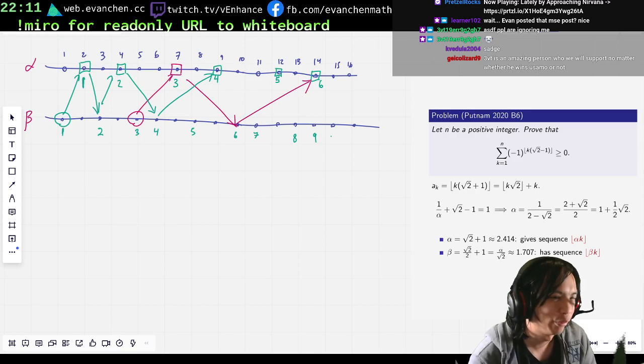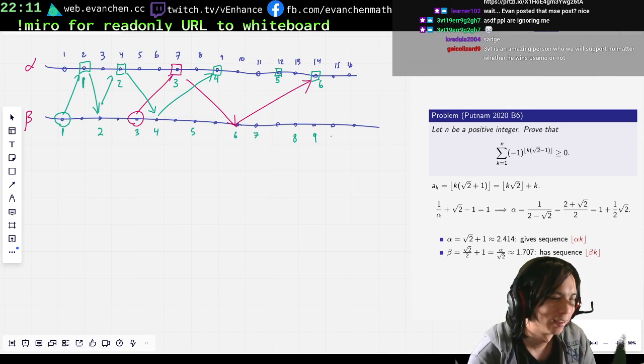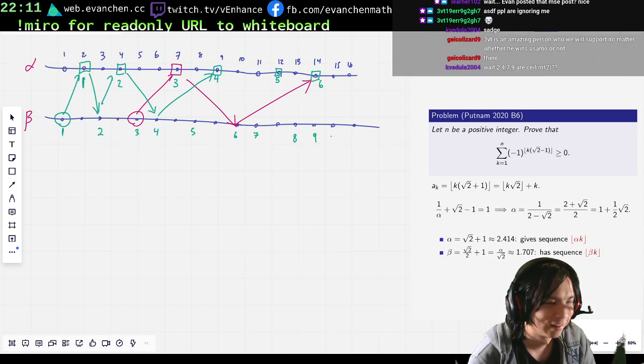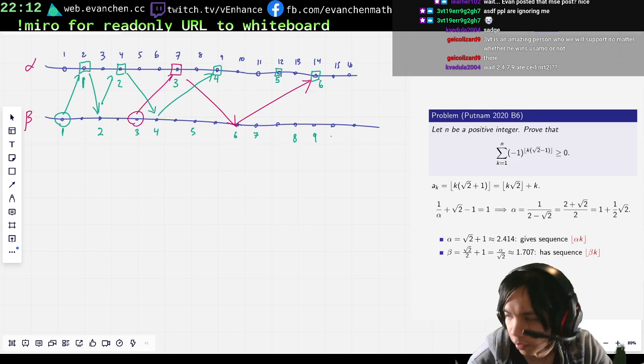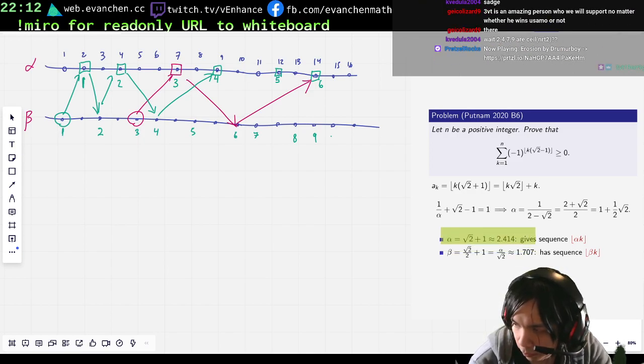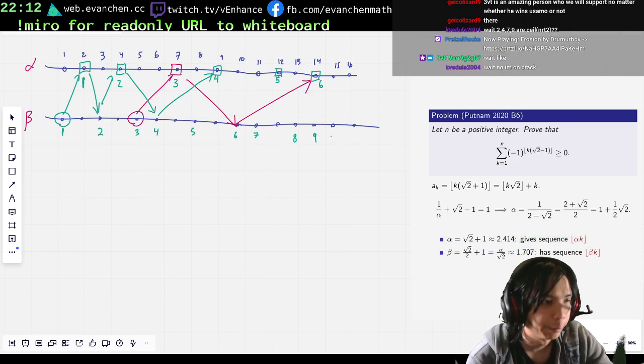What's the relation between floor of x and floor of 2x, where x is a real number? What about 2, 4, 7, 9? No, it's 4 root 2 plus 1. It's this one. So the alpha sequence I have on the top and the beta sequence I have at the bottom.